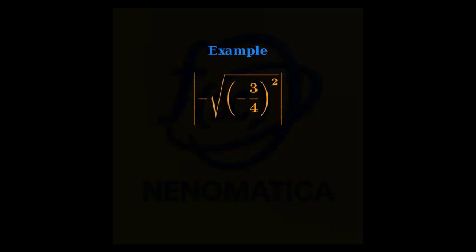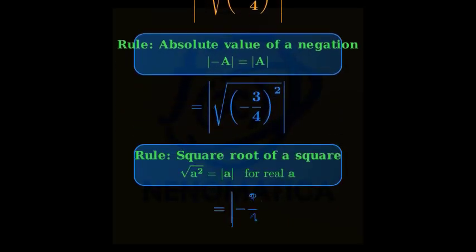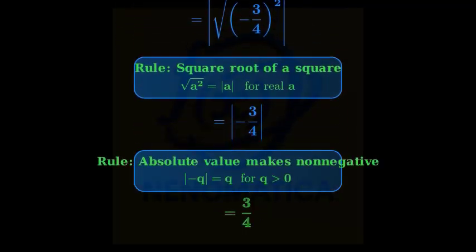The expression is the absolute value of negative square root of left parenthesis negative 3/4 right parenthesis squared. We'll follow the exact step order. Rule applied. Absolute value of a negative equals the absolute value of the positive. So we remove the outside negative sign inside the absolute bars. Rule applied. The square root of a square equals the absolute value. Therefore, the inner square root simplifies to the absolute value of negative 3/4. Now take the absolute value of a negative rational number. It becomes positive 3/4.